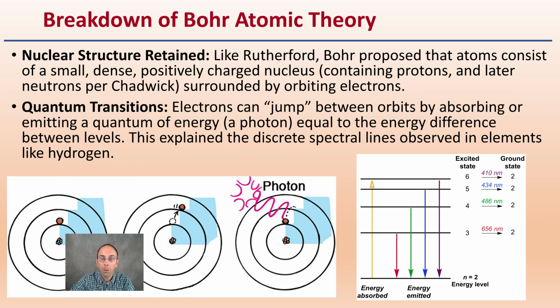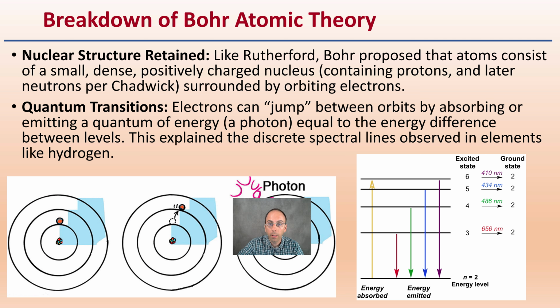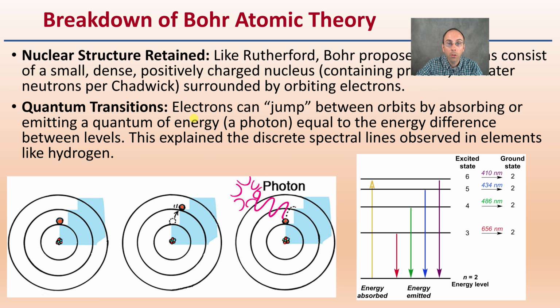So the breakdown of the general theory: the nuclear structure is retained. Like Rutherford, Bohr proposed that atoms consist of a small, dense, positively charged nucleus containing protons and later neutrons, with Chadwick's addition and contribution, surrounded by orbiting electrons. And we get into the quantum transitions. Electrons can jump between orbitals by absorbing or emitting a quantum of energy, a photon, equal to the energy difference between levels. This helped explain the discrete spectral lines observed in elements like hydrogen.